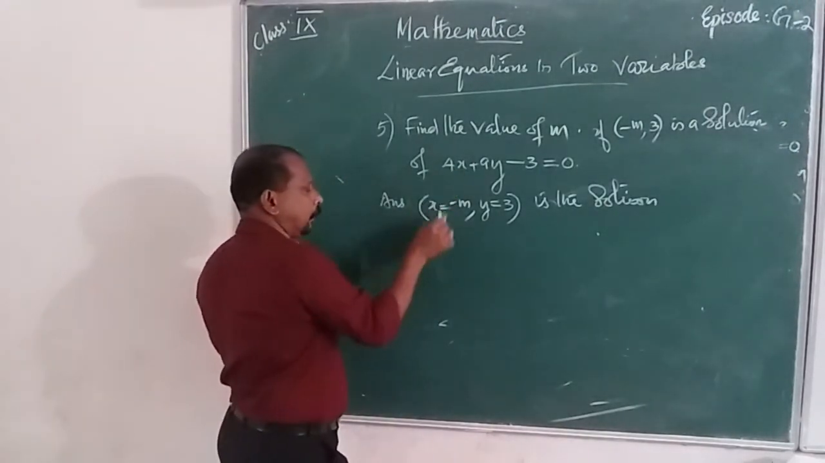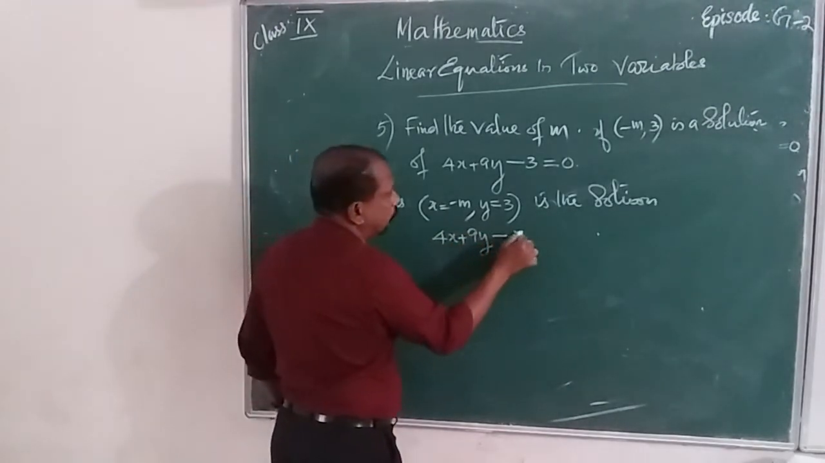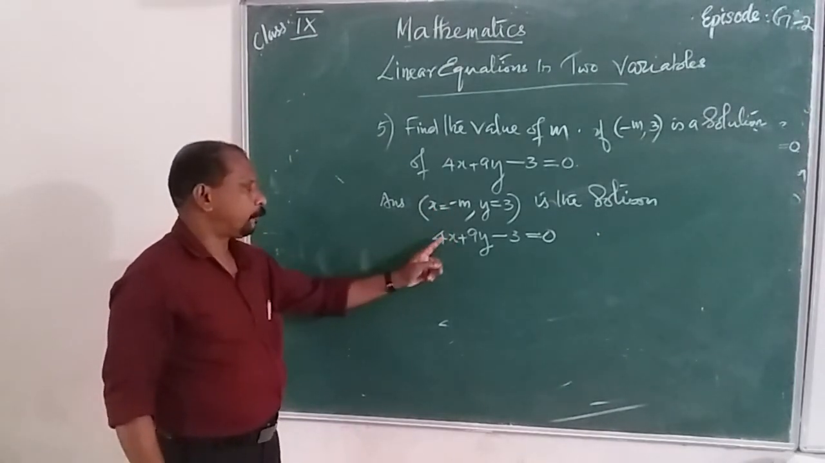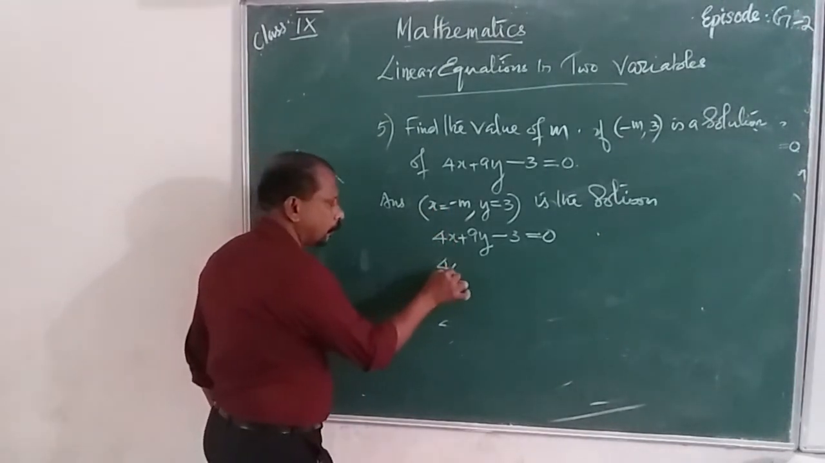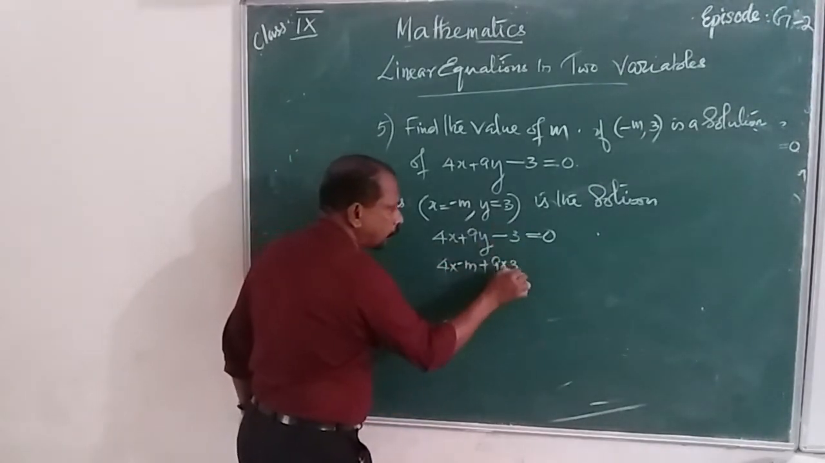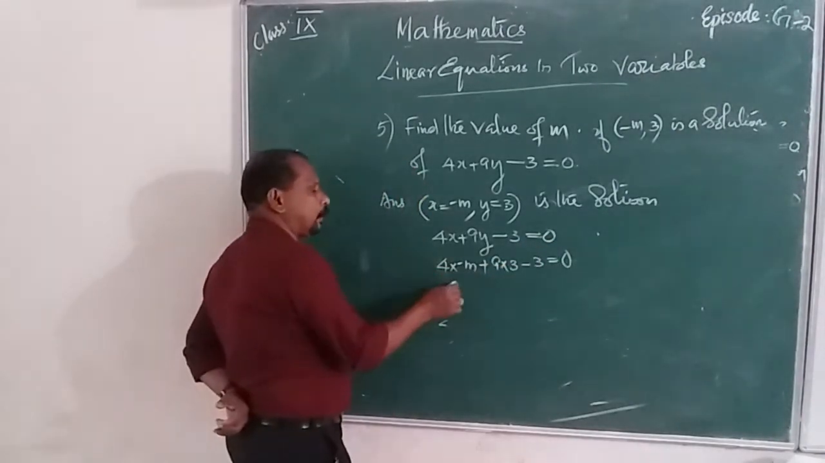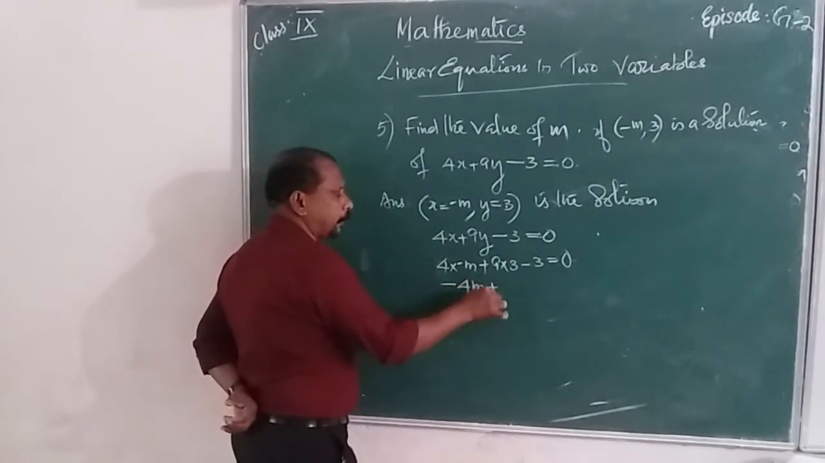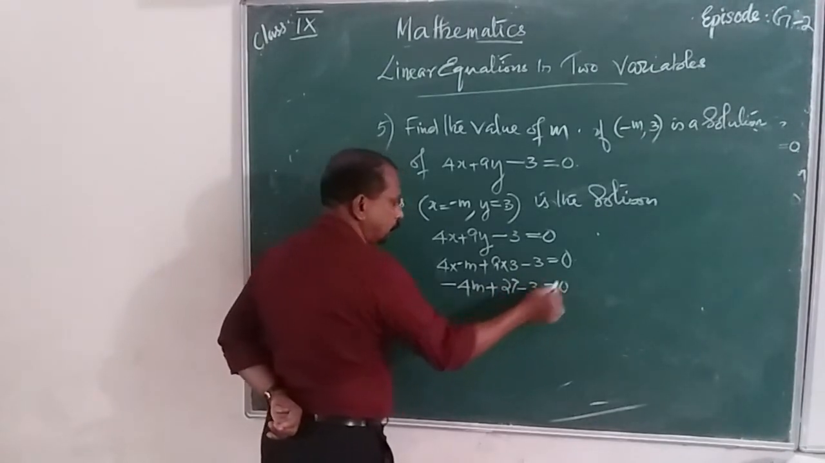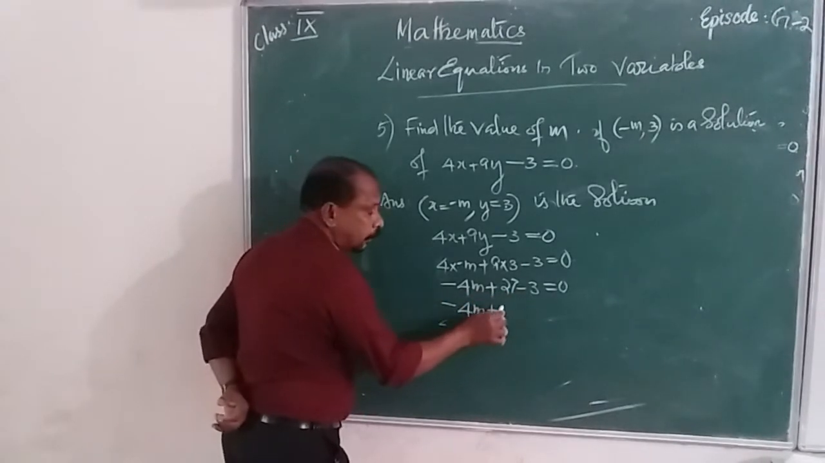Therefore, the equation is 4x plus 9y minus 3 is equal to 0. X is replaced by minus m. Therefore, 4 into minus m plus 9 into 3 minus 3 is equal to 0. 4 into minus m is minus 4m, plus 27 minus 3 is equal to 0. That is minus 4m plus 27 minus 3, 24.